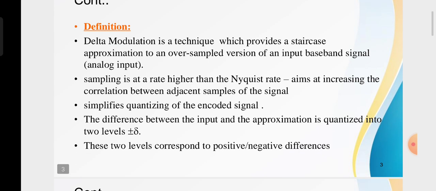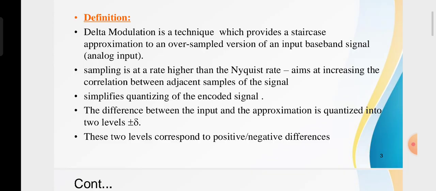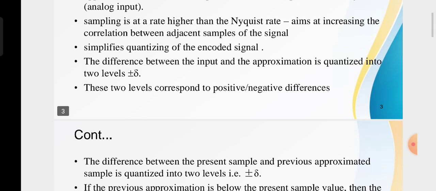Delta modulation is a technique which provides a staircase approximation to an oversampled version of the input baseband signal. The sampling rate higher than the Nyquist rate aims to increase the correlation between adjacent samples of the signal. It simplifies the quantization of the encoded signal. The difference between the input and the approximation is quantized into the two levels, plus or minus delta. These two levels correspond to positive and negative differences.